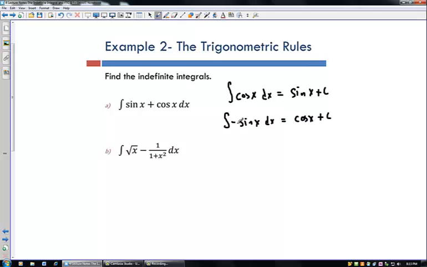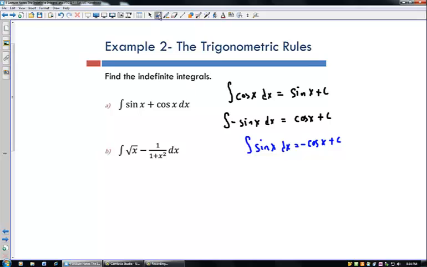Now what happens if you didn't have that negative sign there? So let's just think for a minute. What if I had, instead of the integral of negative sine x, I just had the integral of sine x dx? Hopefully you would say, okay, well, I know it's probably cosine of x plus c, but if you take the derivative of cosine of x, you get negative sine of x. So all you need to do is put a negative sign right there. And now that equality is true.